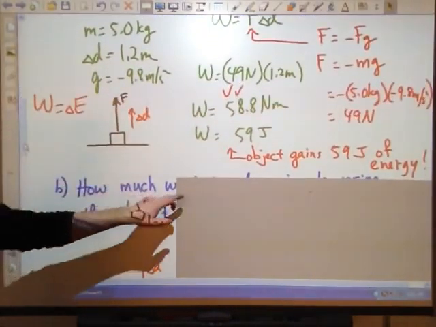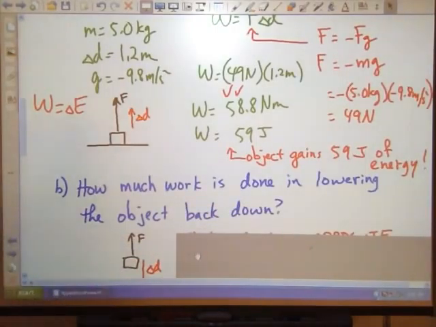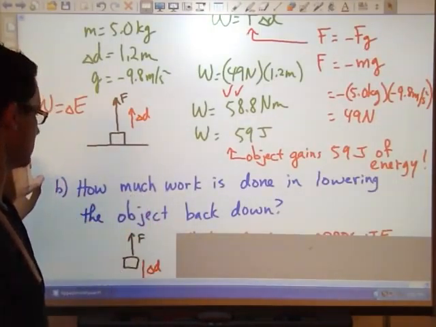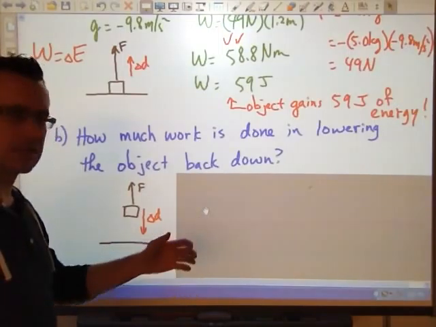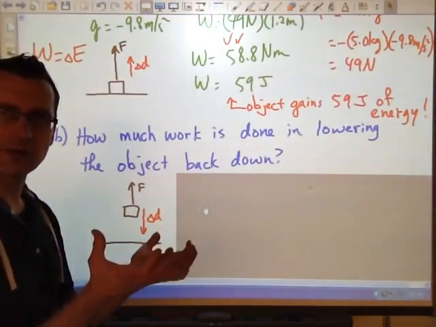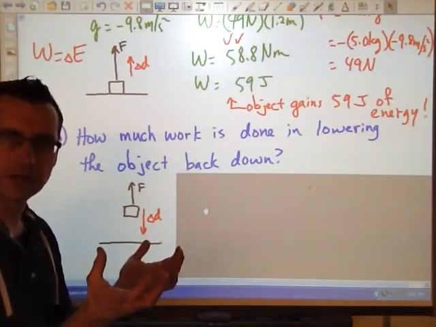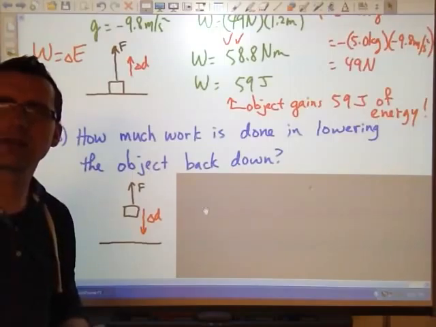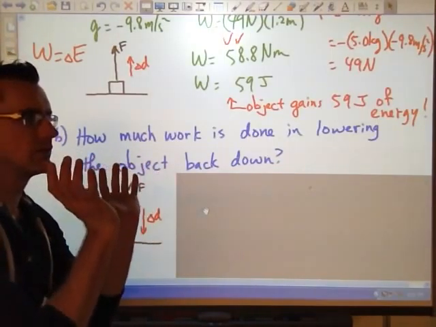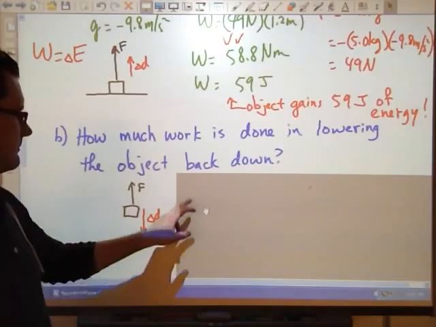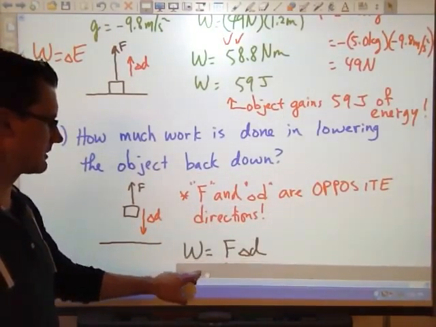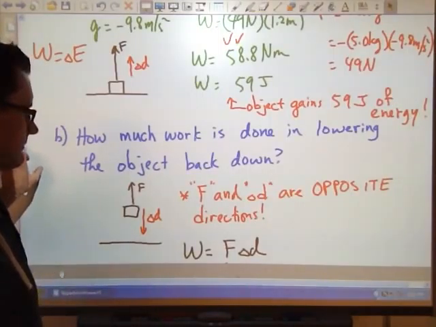Okay. What about if we simply take that object and put it back down on the ground? How much work is done in lowering it back down? This is kind of an interesting case because we're still applying a force upward because we're holding the object up, but we're slowly bringing it down. F and d are in complete opposite directions. We're holding it up, but releasing it down.